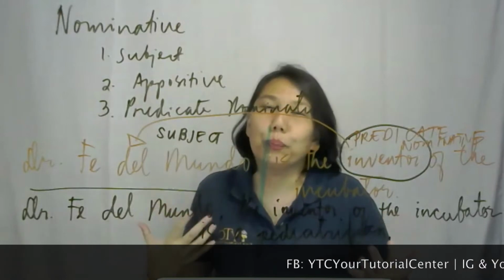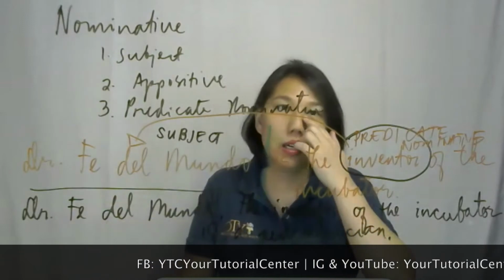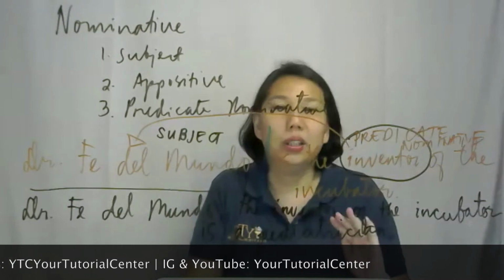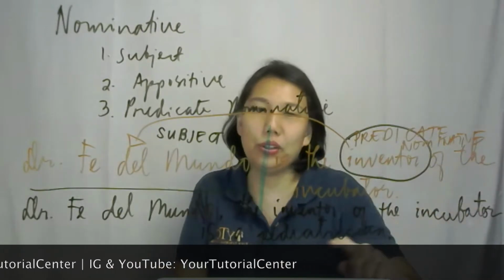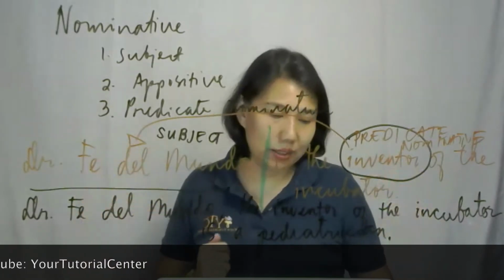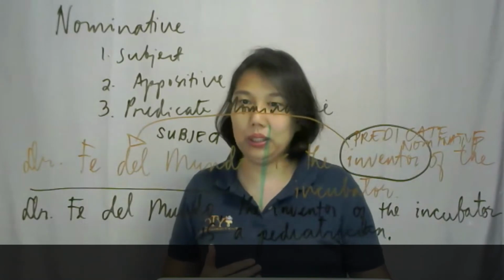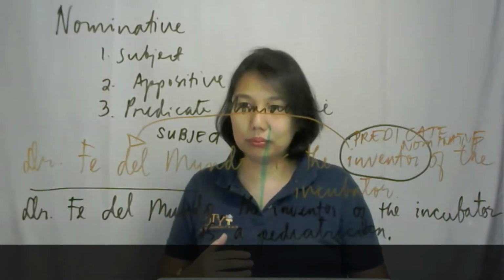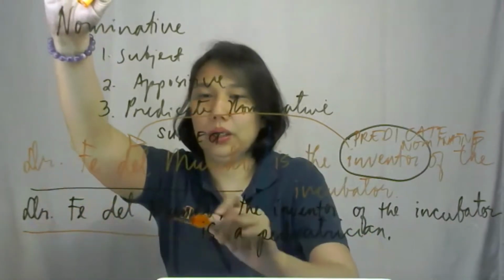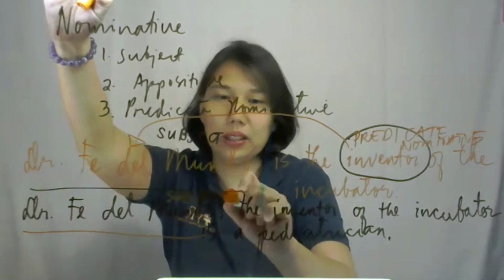All right. So if you're going to look at the second sentence, written in black ink, Dr. Pedro Mundo, the inventor of the incubator, is a pediatrician. So going back to the first sentence, we have the same subject. It still is Dr. Pedro Mundo. This is our subject. That is the topic of the sentence, okay?